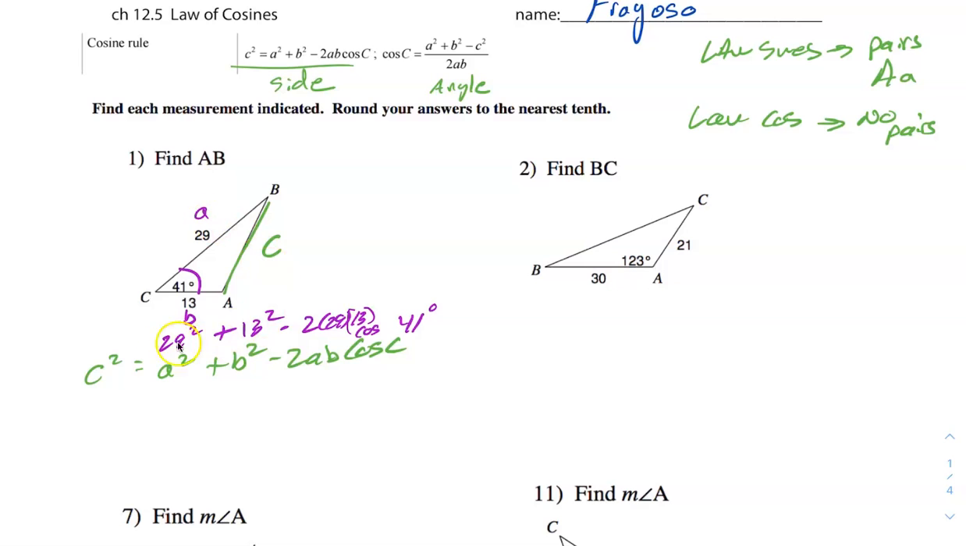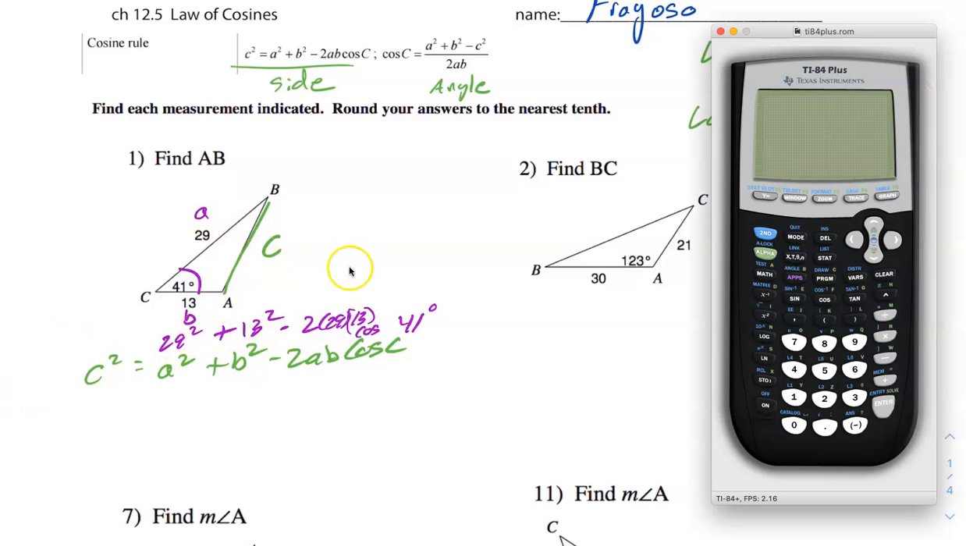So the trick here is just plug that all into your calculator. Make sure you're in degrees because we're using degrees. I reset my calculator, so I gotta go back to degrees. And I'm just gonna sub it all in. Just plug it all in. 29 squared plus 13 squared. It's one of the few times I'm going to show you the calculator. I'll just kind of skip it. You know what I'm doing.